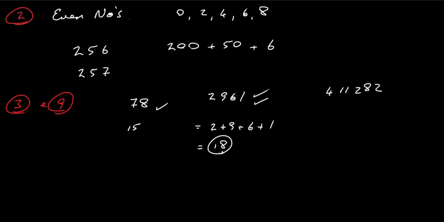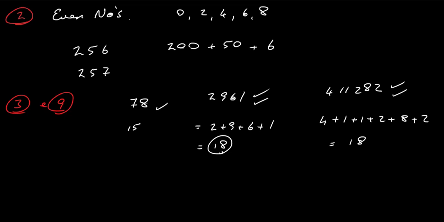411,282. So again, add the digits. 4 plus 1 plus 1 plus 2 plus 8 plus 2. So if you add those, you'll get 4, 5, 6, 7, 8, 16. You'll get 18 as well. So we got 18 again. So again, this is divisible by 3. It's divisible by 9. So again, this is divisible by 3 and 9.